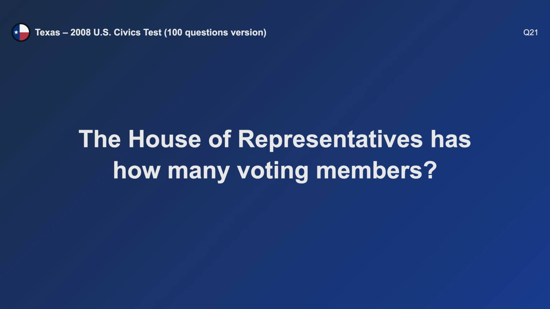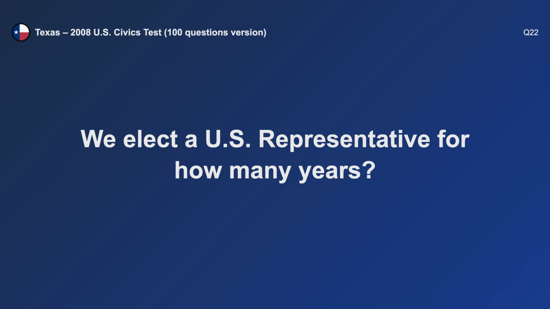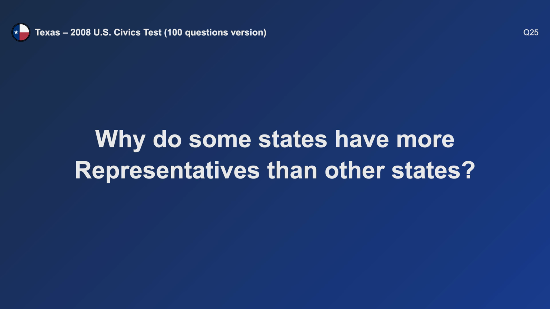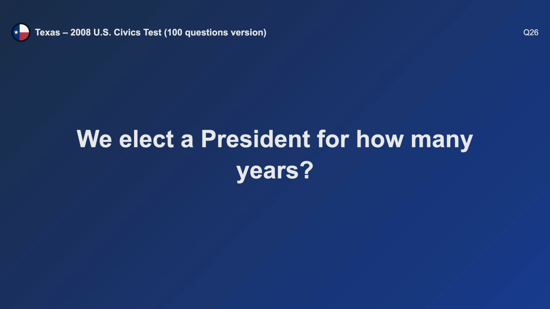435. We elect a U.S. representative for how many years? 2. Who does a U.S. senator represent? All people of the state. Why do some states have more representatives than other states? They have more people. We elect a president for how many years?